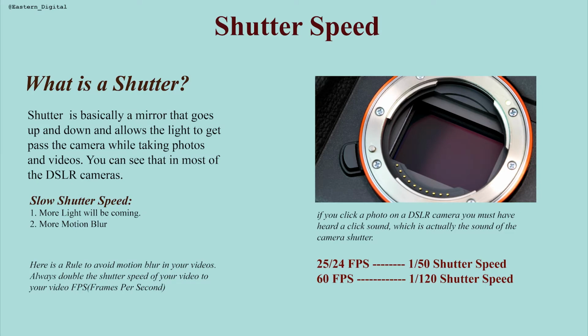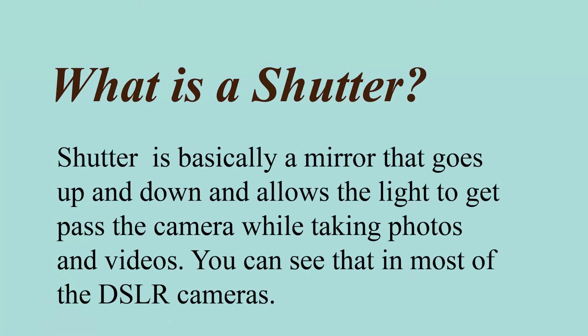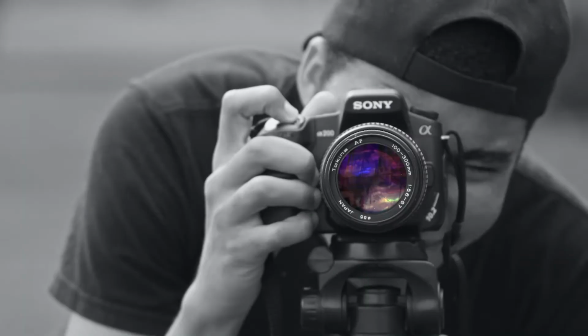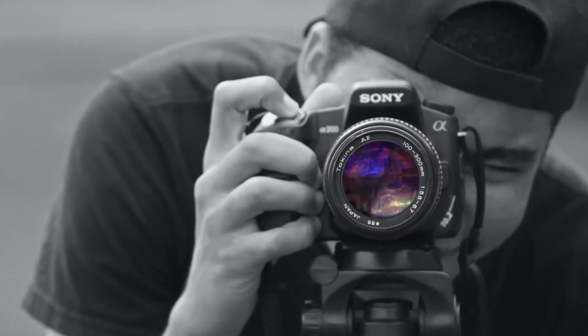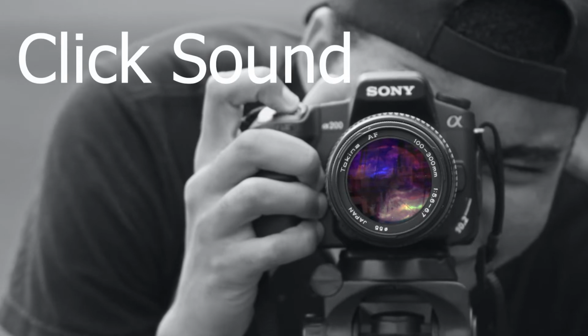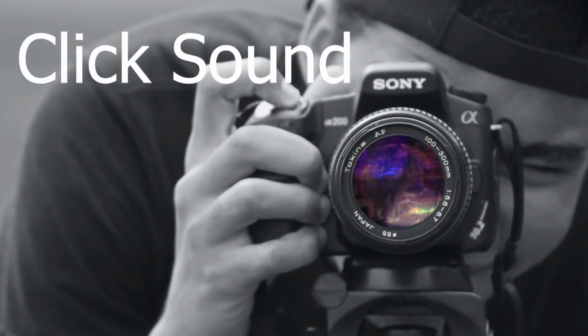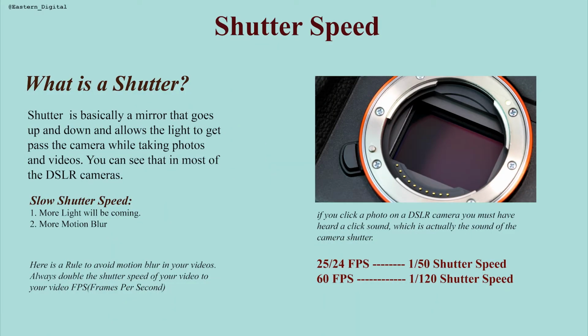Hi everyone, in this video we are going to learn about shutter speed. But before that, first of all, let us understand what a shutter is. A shutter is basically a mirror that goes up and down and allows light to get past into the camera while you are taking photos or videos. If you click a photo in your DSLR camera, you must have heard a click sound, which is actually the sound of the shutter. So let's understand how it affects light and how you can use it to control the exposure.